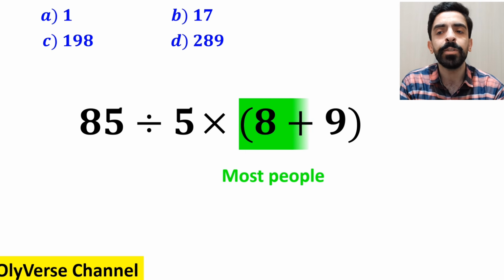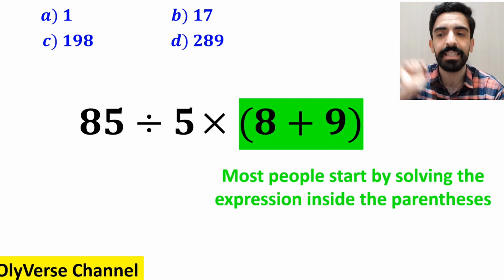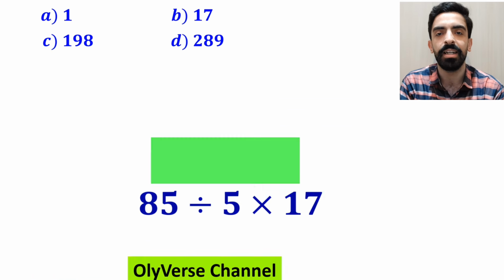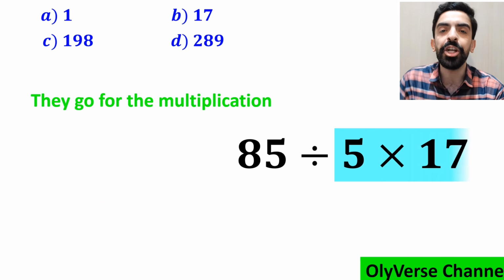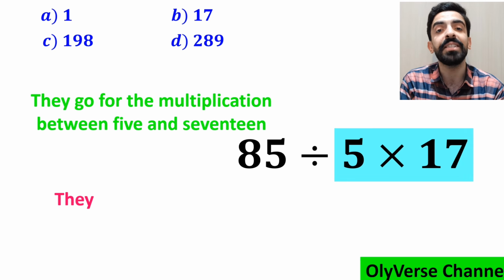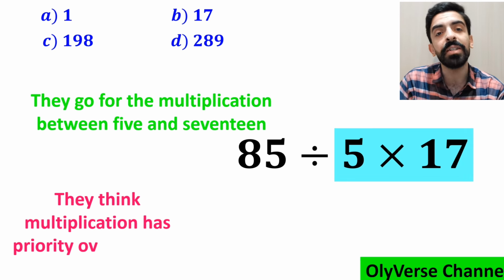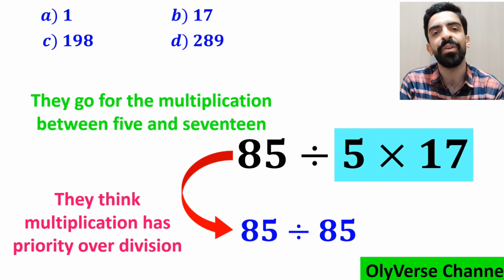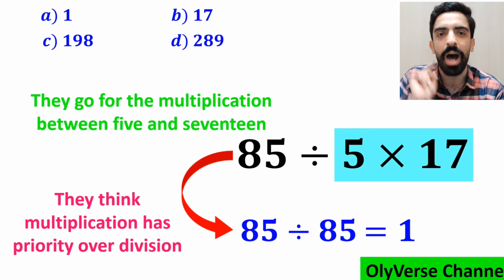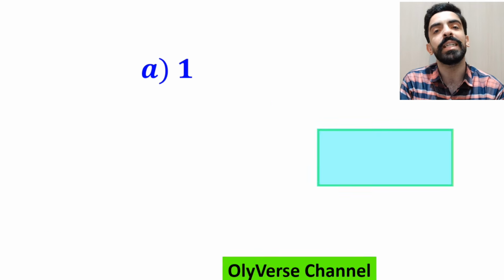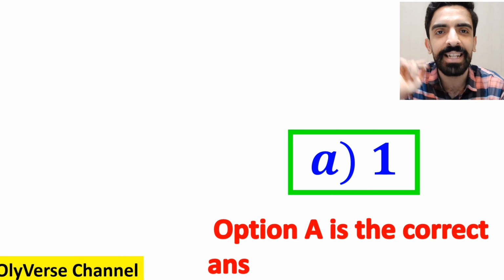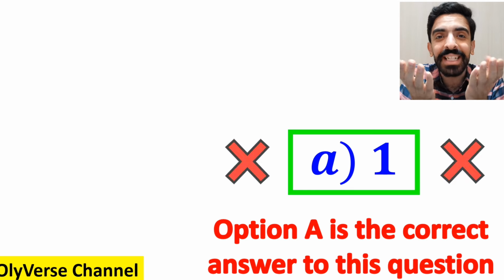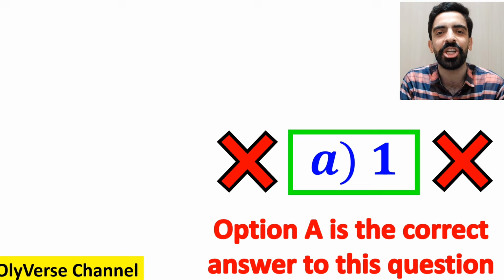And the first step, most people start by solving the expression inside the parenthesis and replace it with 85 divided by 5 multiplied by 17. And the next step, they go for the multiplication between 5 and 17 because they think multiplication has priority over division. So, this expression simplifies to 85 divided by 85, which finally gives them the answer 1. And immediately, they quickly say that option A is the correct answer to this question. But I have to say, we were tricked and it's not the correct answer to this question.